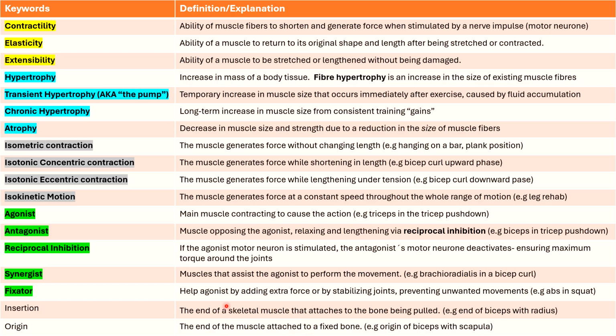Lastly, we also have the different ends of muscle. So there's the insertion, where the bone is being pulled. We know that the bicep, in this case, pulls the radius up, and the muscle attachment to the fixed bone, also known as the origin. In this case, the scapula is the origin of the biceps, as it does not move during the bicep curl.